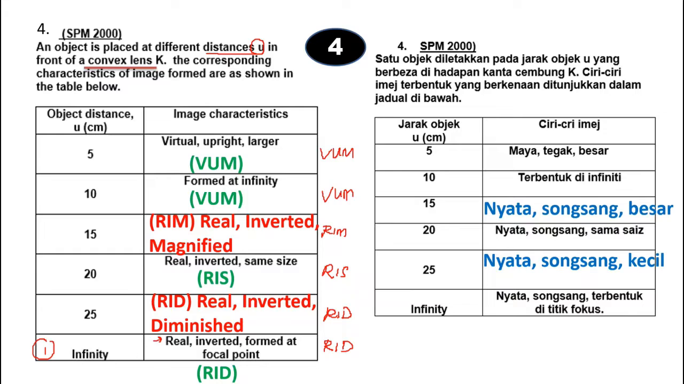Okay, so as you can see, the answer will be real, inverted, and diminished. And when the object distance U is 15 centimeter, you will get real, inverted, and magnified. So you can get it very simply by just remembering the six words: real, inverted, diminished, magnified.